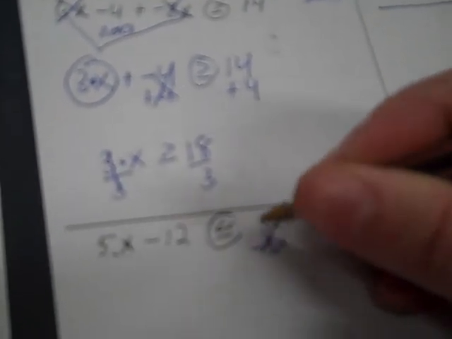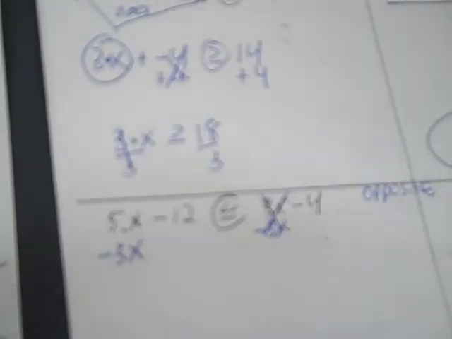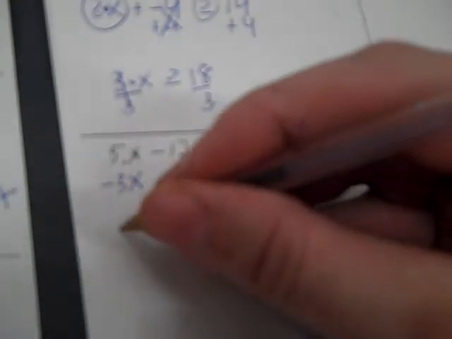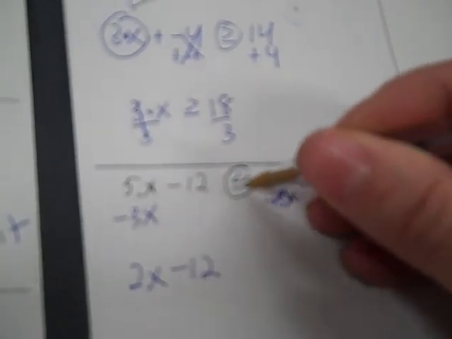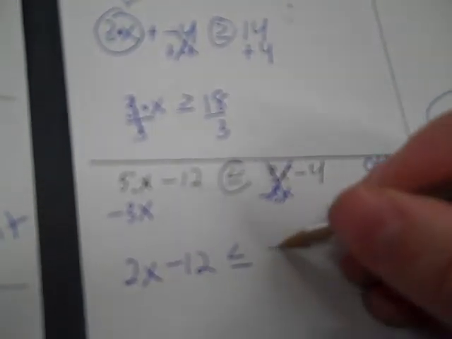So if they're on opposite sides, you want to switch the right to its opposite. So the 3x is positive. Well, the opposite would be negative, which means I would minus to get rid of it off that side and then combine them on the other side. So 5 minus 3 is 2x, and then minus 12, and then the sign, and then -4.